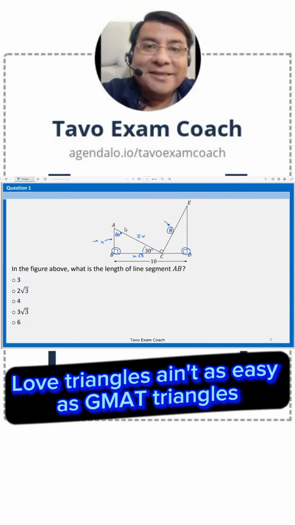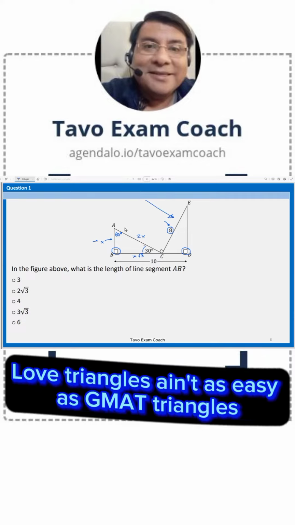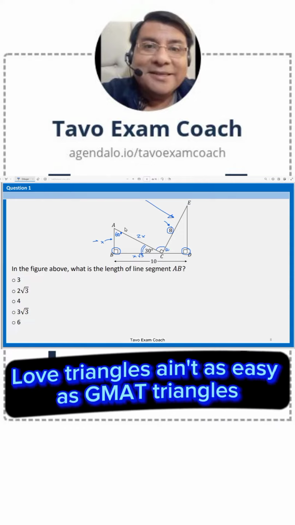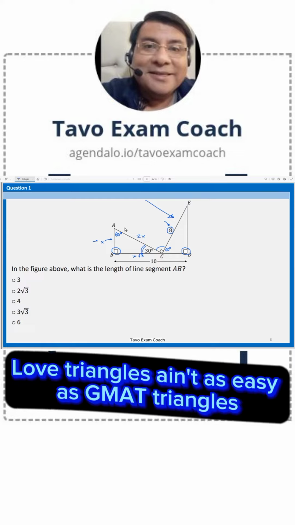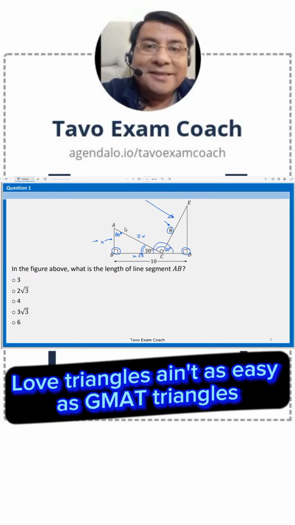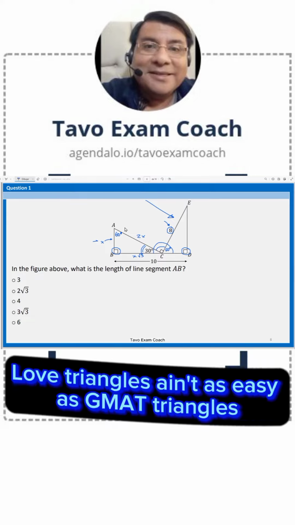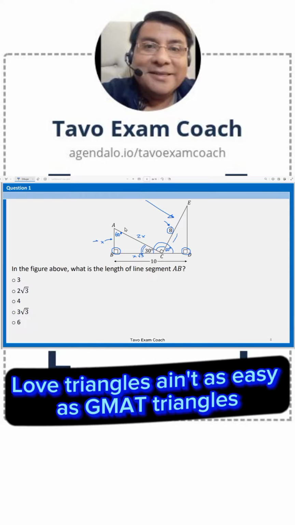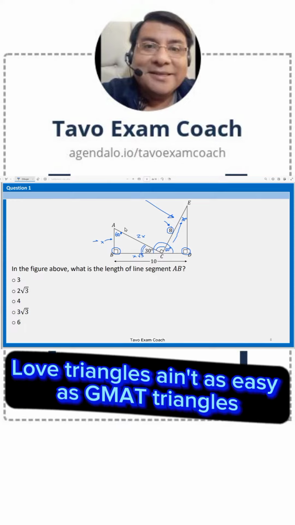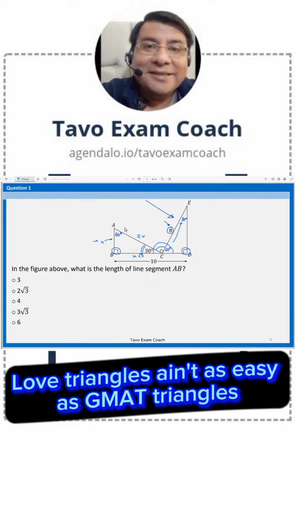So I need to move back to the first triangle. If this angle is 30 and this is 90 degrees, it follows that this must be 60 degrees. Why? Because the combined measure of this triangle, this angle, must be 180 degrees. So 60 plus 30 plus 90, 180. But if this is 60, then it follows that this one here is 30. And we have the same type of triangle as on the left side.